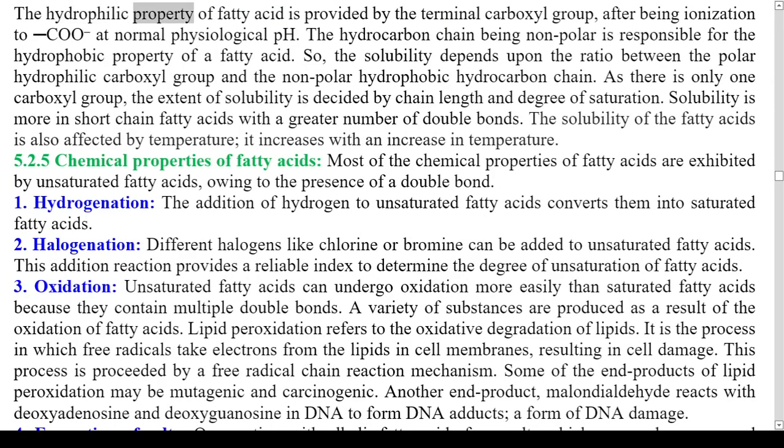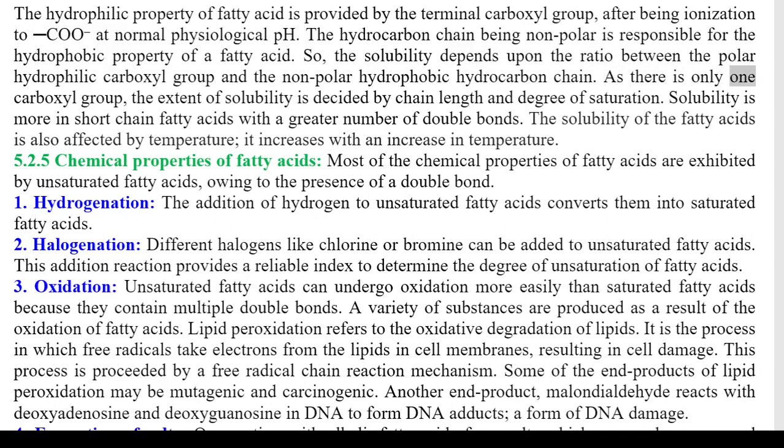The hydrophilic property of fatty acid is provided by the terminal carboxyl group, after being ionized to COO- at normal physiological pH. The hydrocarbon chain, being nonpolar, is responsible for the hydrophobic property of a fatty acid. So, the solubility depends upon the ratio between the polar hydrophilic carboxyl group and the nonpolar hydrophobic hydrocarbon chain.